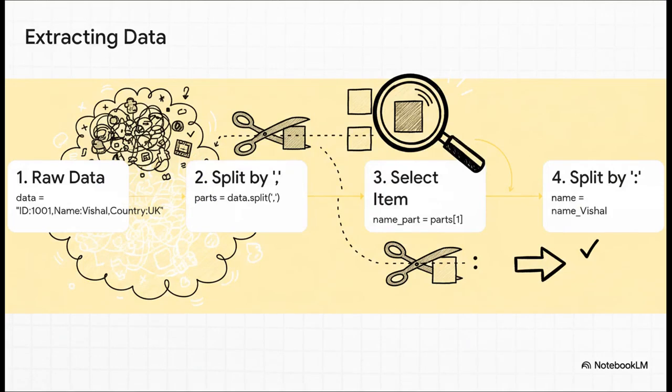And here is where the magic really happens. Look at this messy string of data. How in the world do we pull out just the name Vishal? Well, we chain our methods together. First, we split the whole thing by the comma. Then we grab the second part using index 1. And finally, we split that little piece by the colon and grab the second part again. Boom, we've got the name. This is exactly how real-world data parsing works.